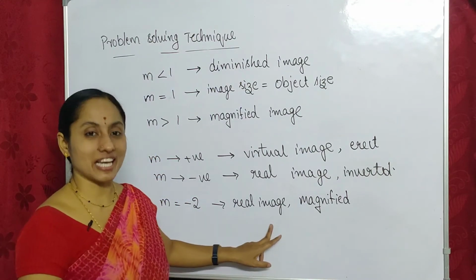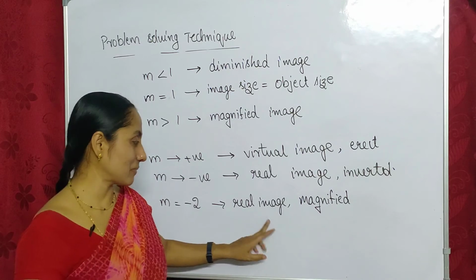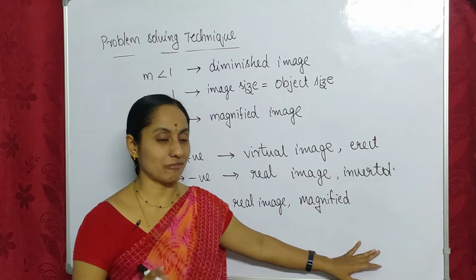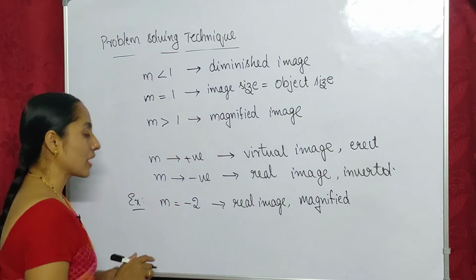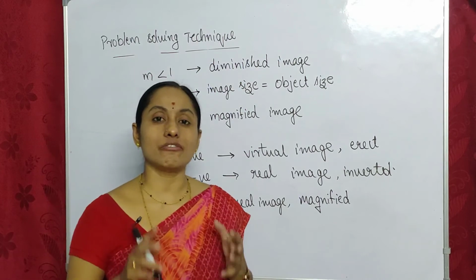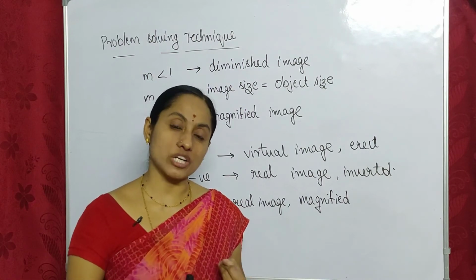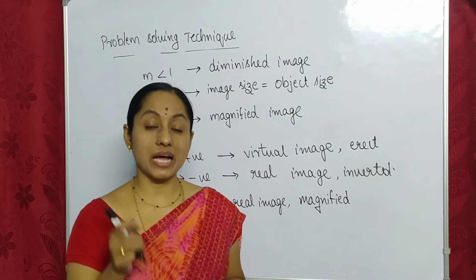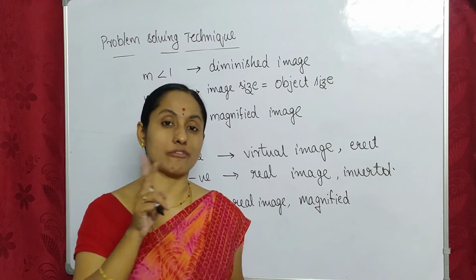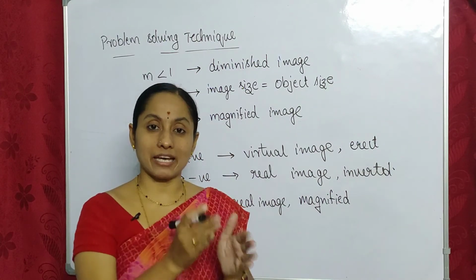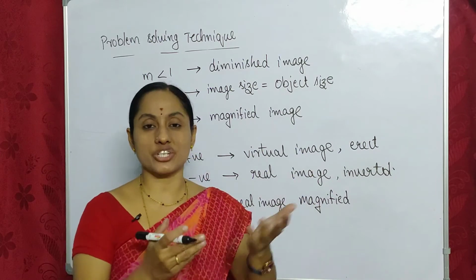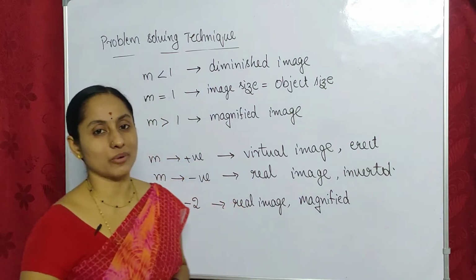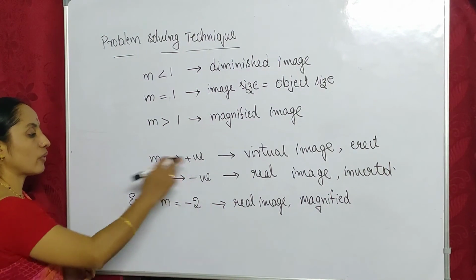Yes, it is a concave mirror, because a real image does not form in a convex mirror. In a plane mirror also, a real image does not form. So this is a concave mirror. Concave mirror is the only mirror which forms real image and virtual image. Convex mirror forms only virtual image. Now, what is the difference between virtual image of concave and convex? In concave, a virtual enlarged image forms. In convex, a virtual diminished image forms. So please remember. I hope you understood this trick.